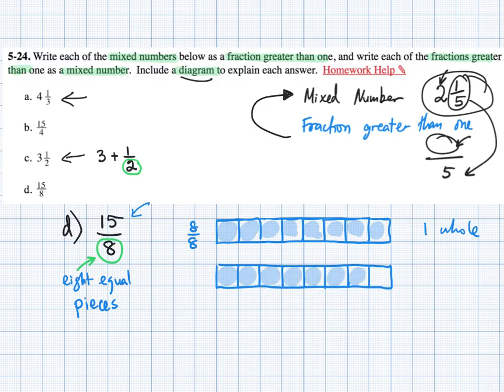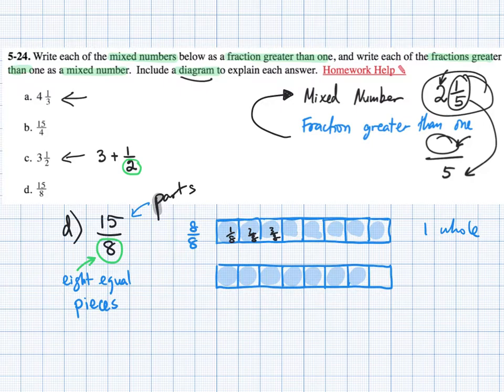So I was counting parts. So I have 15 parts, and that's given to me in the numerator, 15 parts. But these are 1/8, 2/8, 3/8, and so on. So altogether I have 15/8. So right now I have enough.